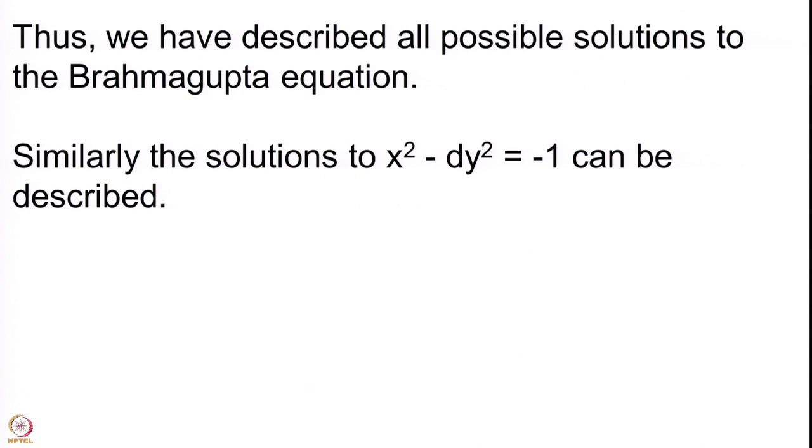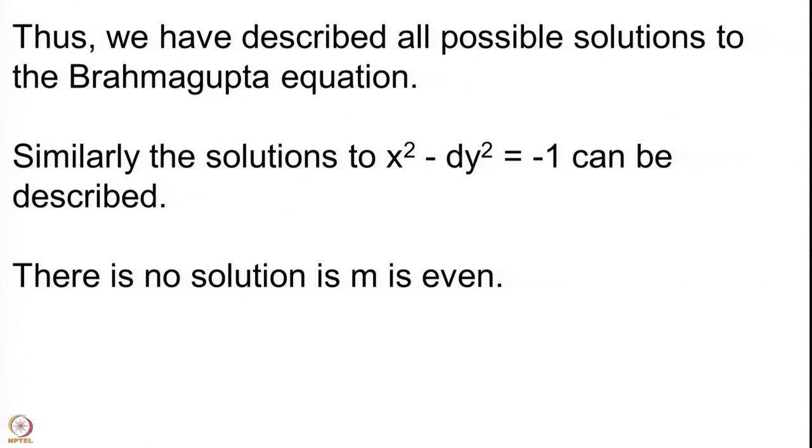There is also this x square minus dy square equal to minus 1. We will simply mention the solutions to this, but we will not have time to prove this. The answer is that when the period m is even, there is no solution. Remember for root 3, we had the continued fraction expansion which was 1, comma, 1 2 bar. So, there the period is even. After two stages you get repetitions, then you are not going to get any solution to x square minus 3y square equal to minus 1. That can also be checked by using some simple arithmetic modulo 4.